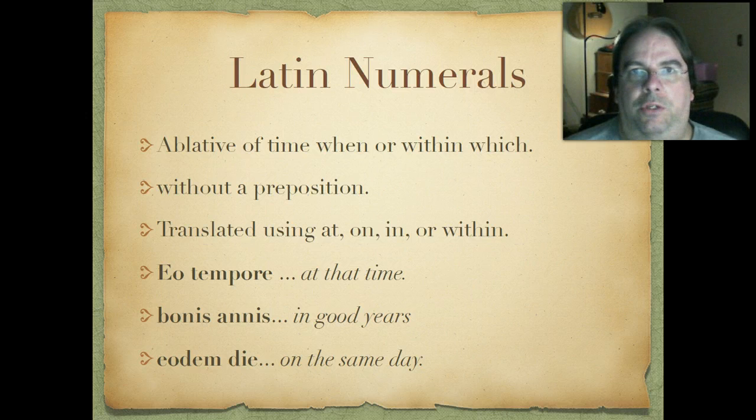And pretty quickly, you'll get used to seeing these. Like this first example, you see this quite a bit, eo tempore, and it just means at that time. It's so common, it's almost like when we start a fairy tale in English, once upon a time. So they say eo tempore quite a bit when telling stories. So, at that time. This next phrase, bonis annis, depending on circumstance, we could translate as in good years. So when did something happen? Eodem die, on the same day.